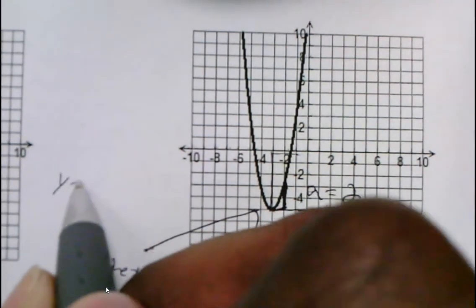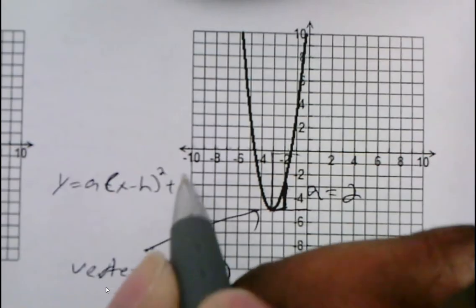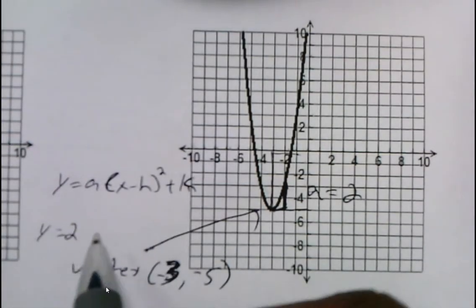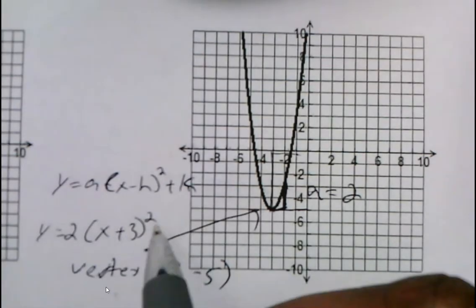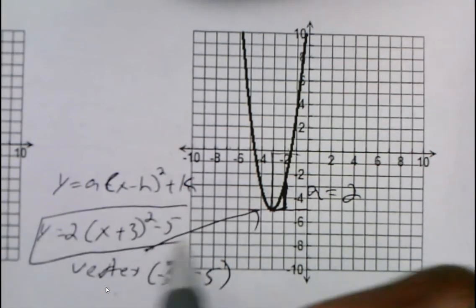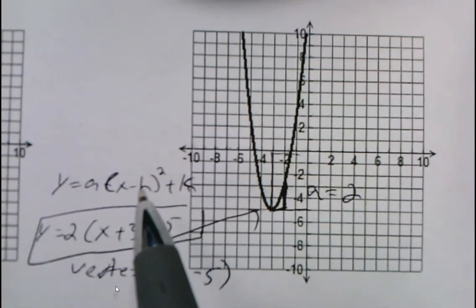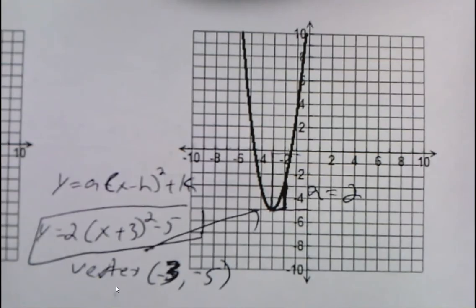So the equation would be y equals a(x subtract h) squared plus k. So it'd be y equals 2(x plus 3) squared take away 5. The reason why is x plus 3: since h was negative, and the formula has a negative sign, that becomes x subtract the negative 3. So that double negative makes it x plus 3. And that's the equation for that graph. Hopefully that's enough to get a pretty good understanding of it.